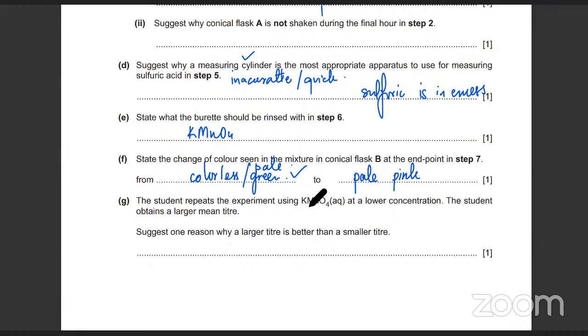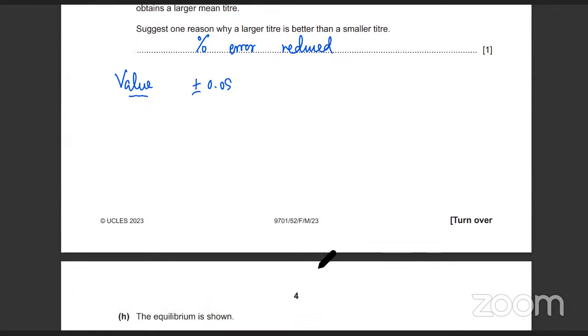So then he says the student repeats the experiment using a chemophore at a lower concentration. The student obtains a larger mean titer. Suggest one reason why a larger titer is better than a smaller titer. To decrease percentage error. Percentage error is reduced. The error remains the same, because the burette reading error is always the same, it's plus minus 0.05, right? But if the value is bigger, then the percentage error would be reduced. Okay, that's the next part.